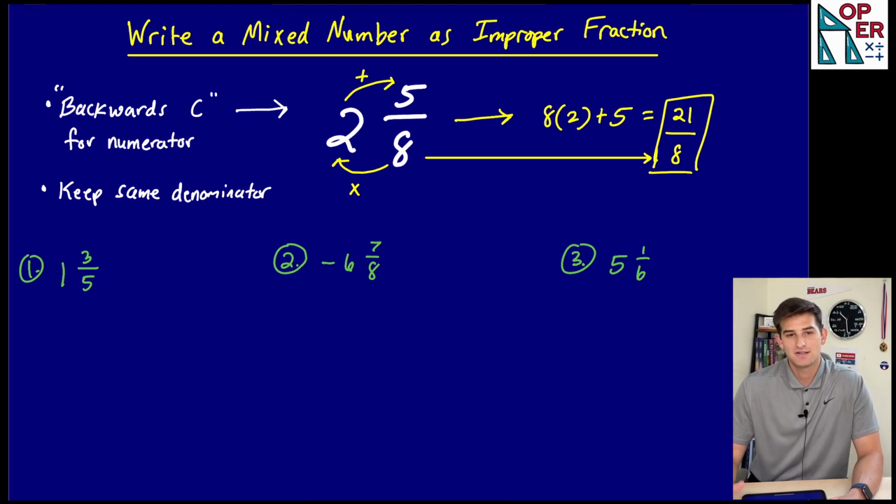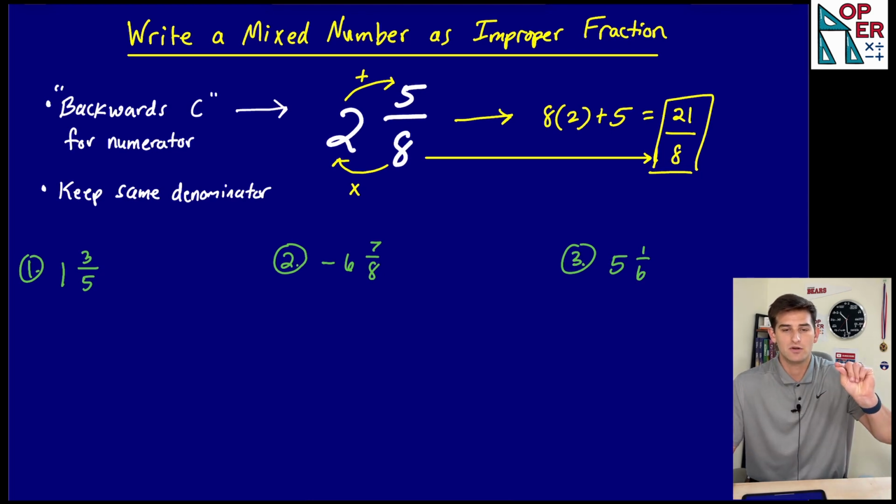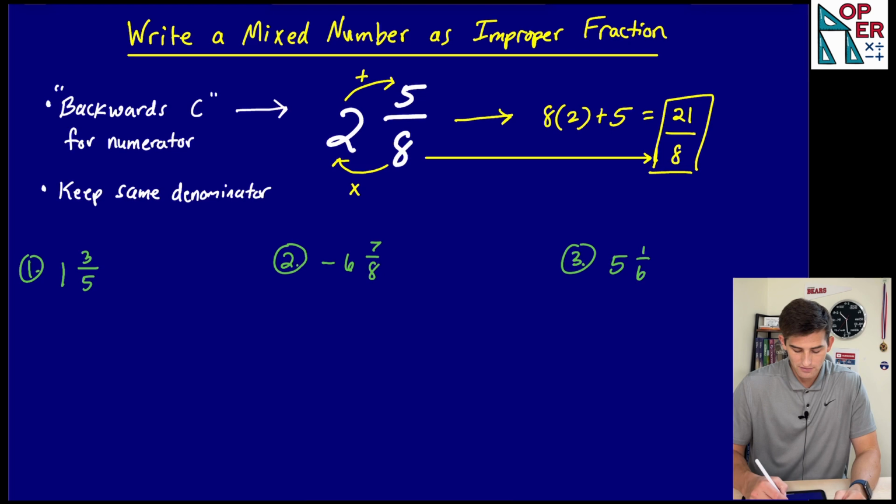So that's how we're going to come up with the numerator of our improper fraction. And then the denominator, we're just going to keep the same. One example that I have here before we get into doing 3 examples together is 2 5/8. What we mean by the backwards C is we want to go from the denominator to the whole number. We're going to multiply. That's what we see right here, right?